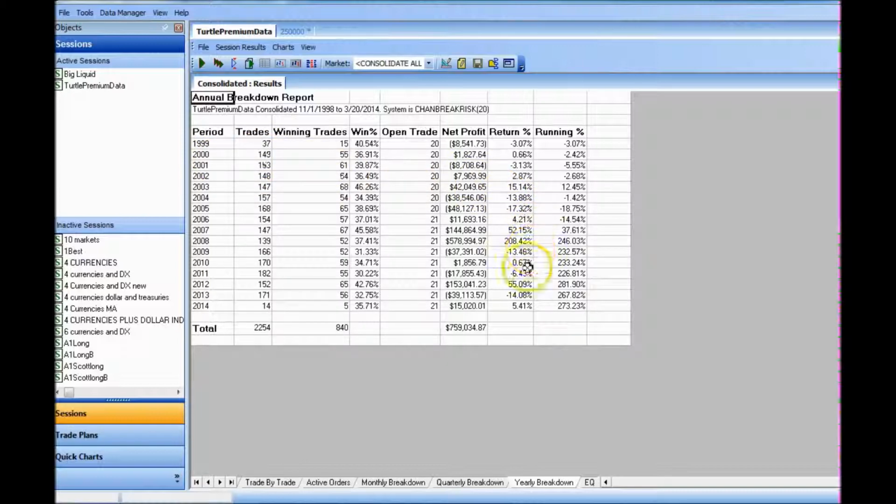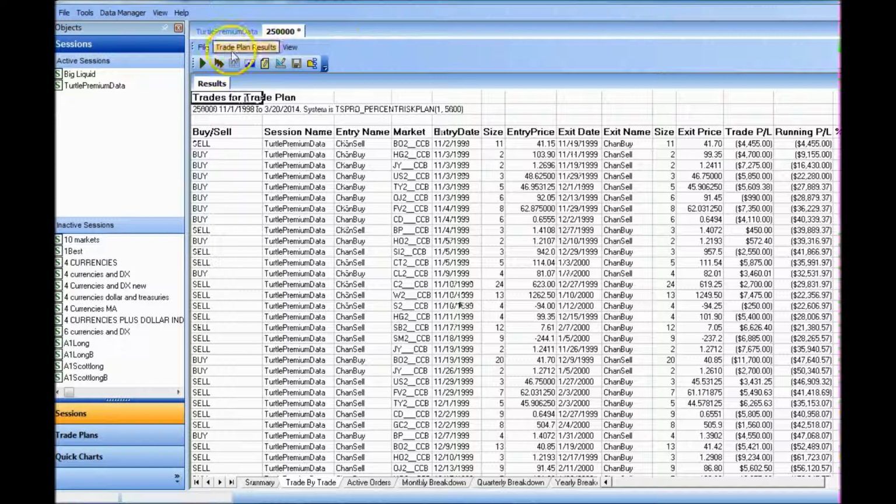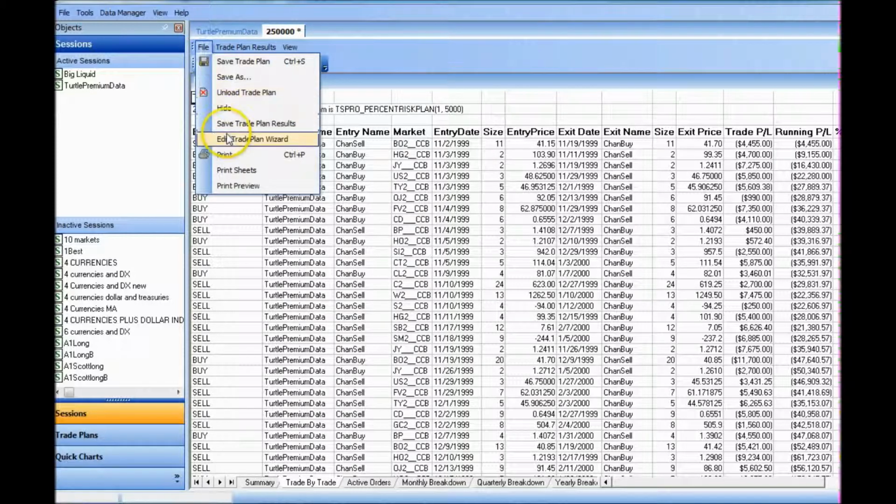So here's the annual results. You can see in 2008 how strong the performance was based on the fact that there were huge trends that year in both directions. So now what we want to do is apply our money management algorithm in a trade plan. So I've already got a trade plan in place here, and we're going to go ahead and edit it.